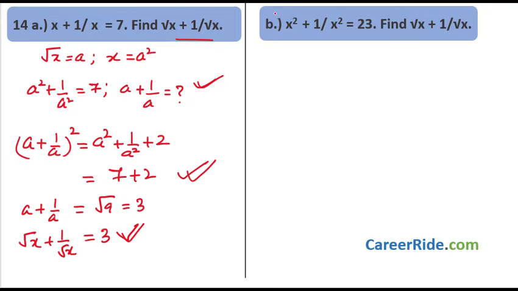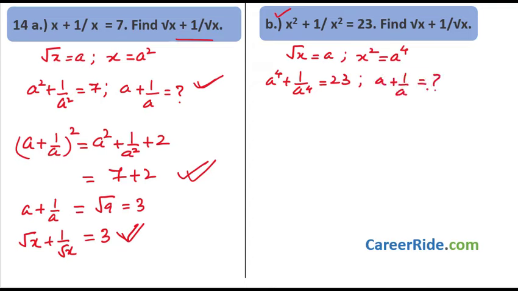In the next question, what do I have? I have x square plus 1 upon x square is equal to 23. Find the value of square root of x plus 1 upon square root of x. Once again, I'll assume square root of x is equal to a. So in that case, x square becomes what? x square becomes a to the power 4, right? So actually my question in this case becomes a to the power 4 plus 1 upon a to the power 4 is equal to 23. Find the value of a plus 1 upon a. This is actually the question.